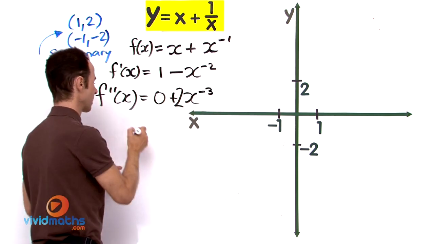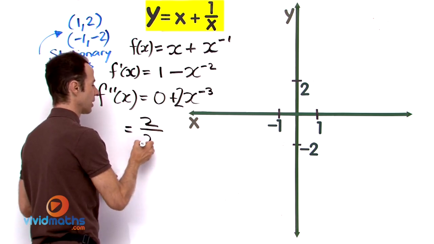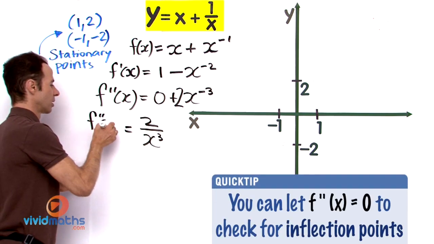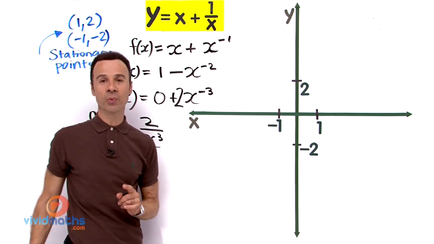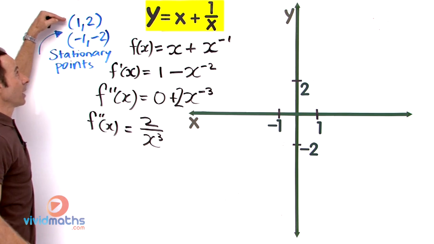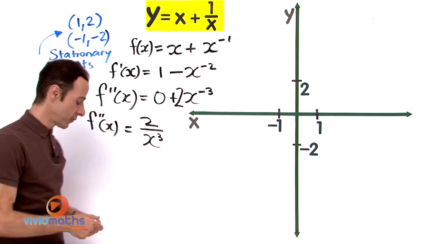We could also write that down in this format. We could have a 2 here over x cubed. That's our second derivative. Okay, now to find the nature, let's substitute the x values that we found, the 2 stationary points of 1 and negative 1. So I'm going to substitute the point of 1 first of all.